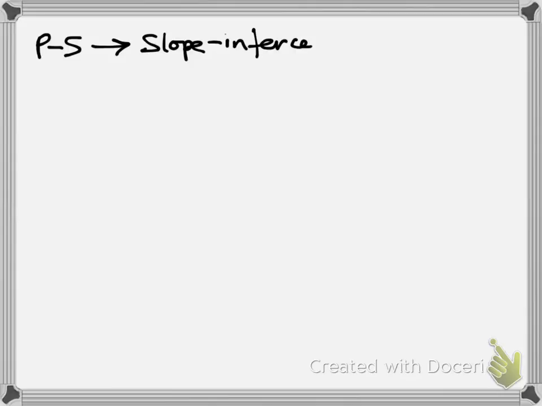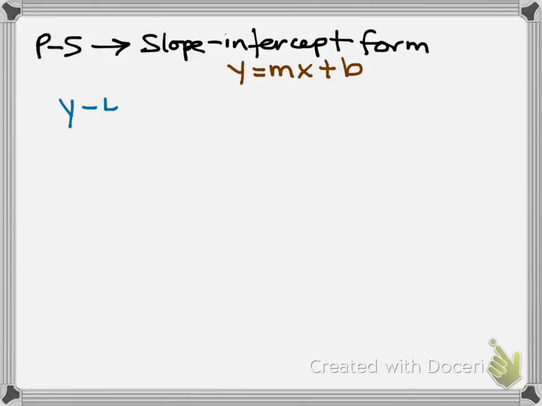And all you're going to do is solve the equation to make it look like the slope-intercept form. Okay, so remember what your goal is here. You want it to look like y equals mx plus b. So let's cut to the chase. I'm going to give you a point-slope equation, and then we're going to get it to look like y equals mx plus b. So the equation that we're going to start with is this one. Y minus 4 equals 7 times the quantity x plus 3.